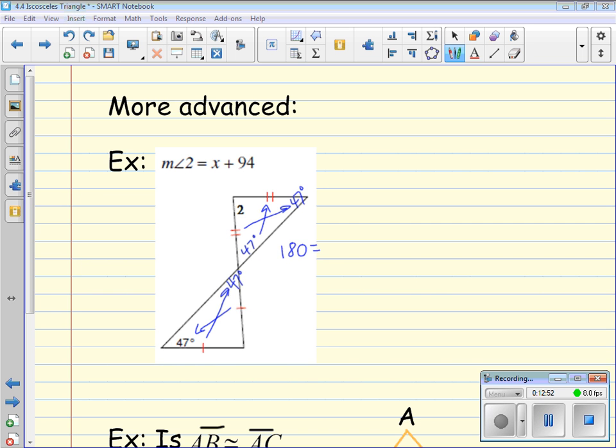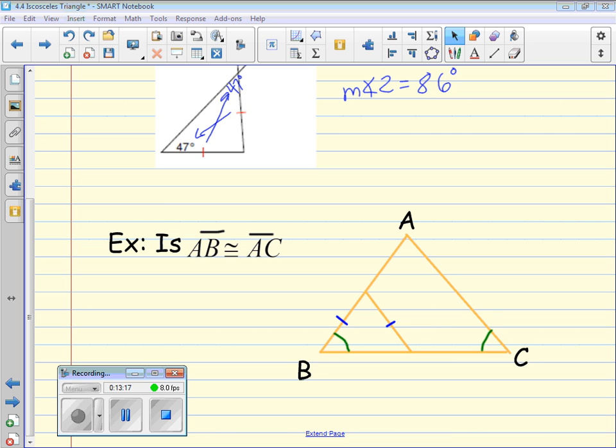Quite simply put, I know that 180 equals 47 plus 47 plus the measure of angle 2. Now it's just a matter of solving and coming up with the measure of angle 2 equals 86 degrees. Now you were probably wondering if I was going to have that train wreck happen with the 147 degrees I was putting in there, but by the magic of editing, I fixed that.